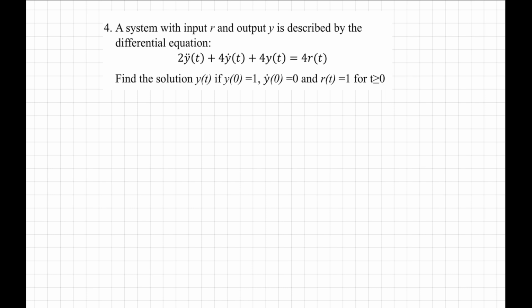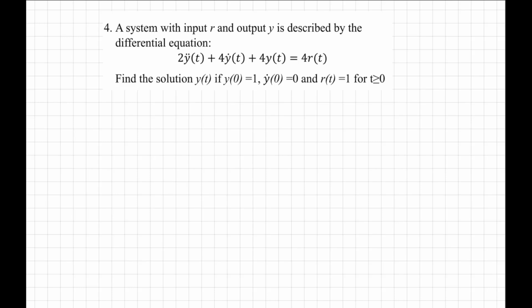In this video, let's go ahead and look at question 4 of a feedback homework. The answers were posted in my class, so I wanted to go over how we solve this kind of problem. So it's number 4. A system with input R and output Y is described by the following differential equation.